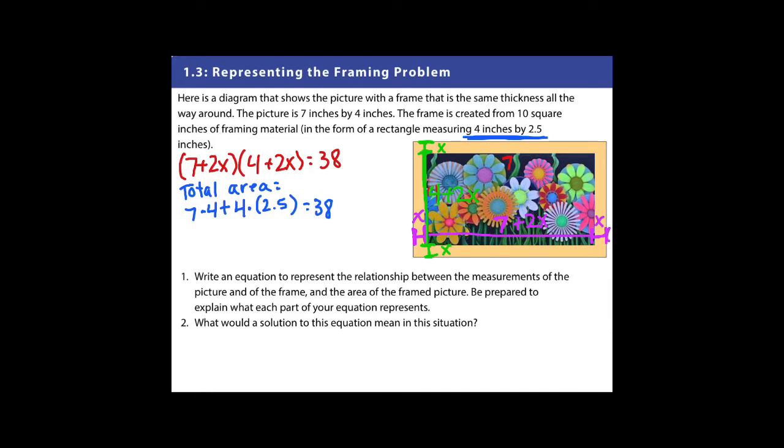And then to get our total area, we would do our 7 times our 4, which is our picture, and then 4 times 2.5, and that would give us our frame, and that equals 38. And then number 2, what would a solution to this equation mean in this situation? A solution would represent the thickness of the frame when all the framing material is used.